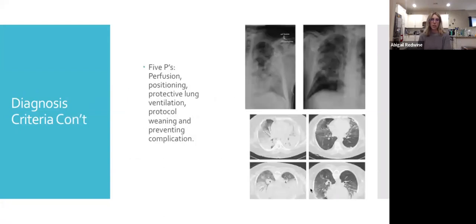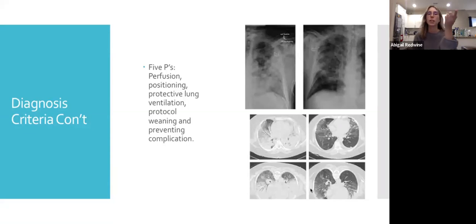So, some diagnosis criteria continued. Here I show some X-rays. The first picture we see is an X-ray of ARDS. So you see the air bronchograms and consolidation, and then the one on the right side is a normal chest X-ray. And then here on the bottom is a CT scan. Again, the first one is your ARDS patient, and the second is a normal one. And you can easily see that the consolidation is there.